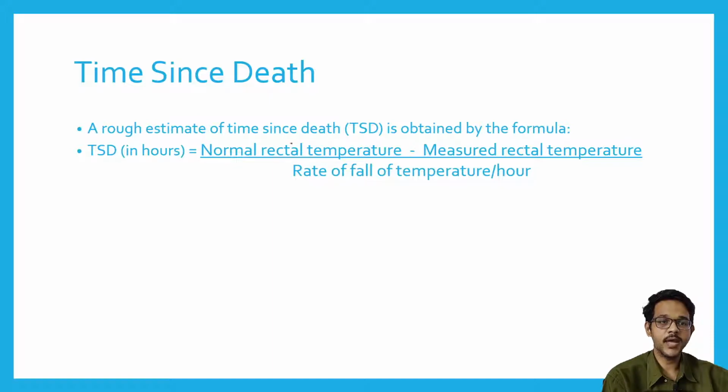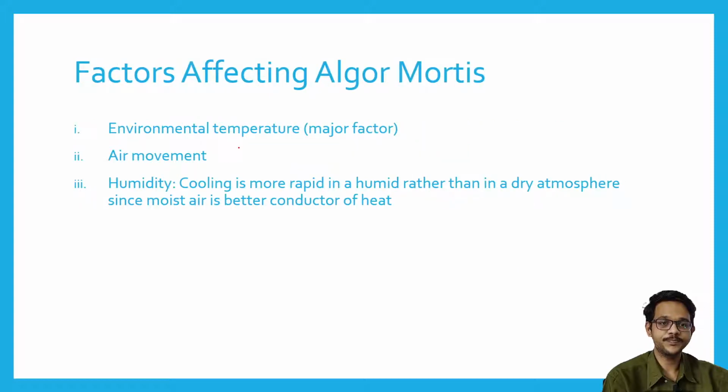A rough estimate of time since death can be obtained using the formula: normal rectal temperature minus measured rectal temperature, divided by the rate of fall of temperature per hour. The normal rectal temperature is about 36 to 37 degrees centigrade. Subtracting the measured rectal temperature and dividing by the rate of fall per hour gives the time since death in approximate hours.